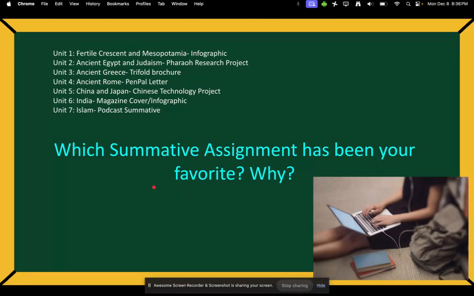All right. Then which summative assignment has been your favorite and why? And if you don't remember all the summative assignments we've done, I do have them listed up here. So Unit 1, we did an infographic. Unit 2, we did the Pharaoh Research Project. Unit 3, we did the trifold brochure. Unit 4, we did the pen pal letter. Unit 5, we did the Chinese technology project. Unit 6, we did the magazine cover / infographic. And then Unit 7, we did the podcast summative.